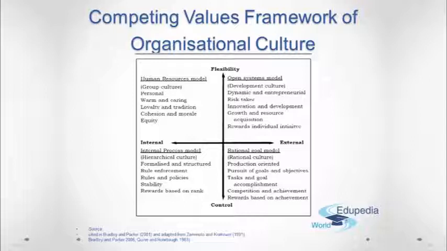Now students, it is important to note that there is not just one organizational culture. It is widely recognized by the academic literature that different organizations have distinctive cultures. Also, there may be more than one culture within organizations. You must have understood this from the previous two frameworks that we discussed. Now, one classification of culture types is proposed in Bradley and Parker's 2006 model Competing Values Framework, or CVF. It is based on work by Quinn and Rohrbaugh in 1983.